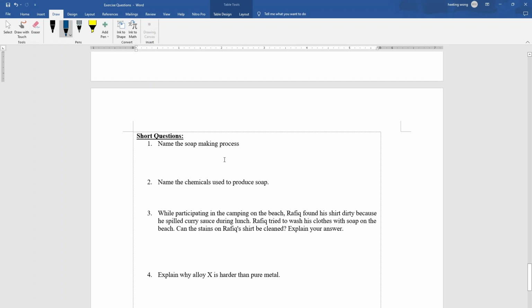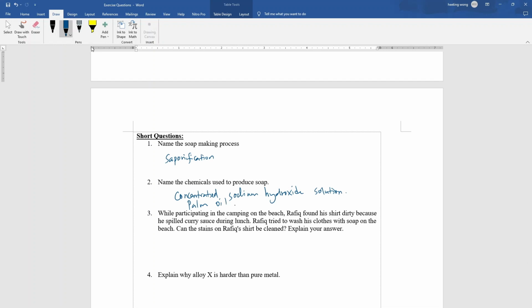sodium hydroxide solution, or potassium hydroxide solution. So another one is the palm oil.